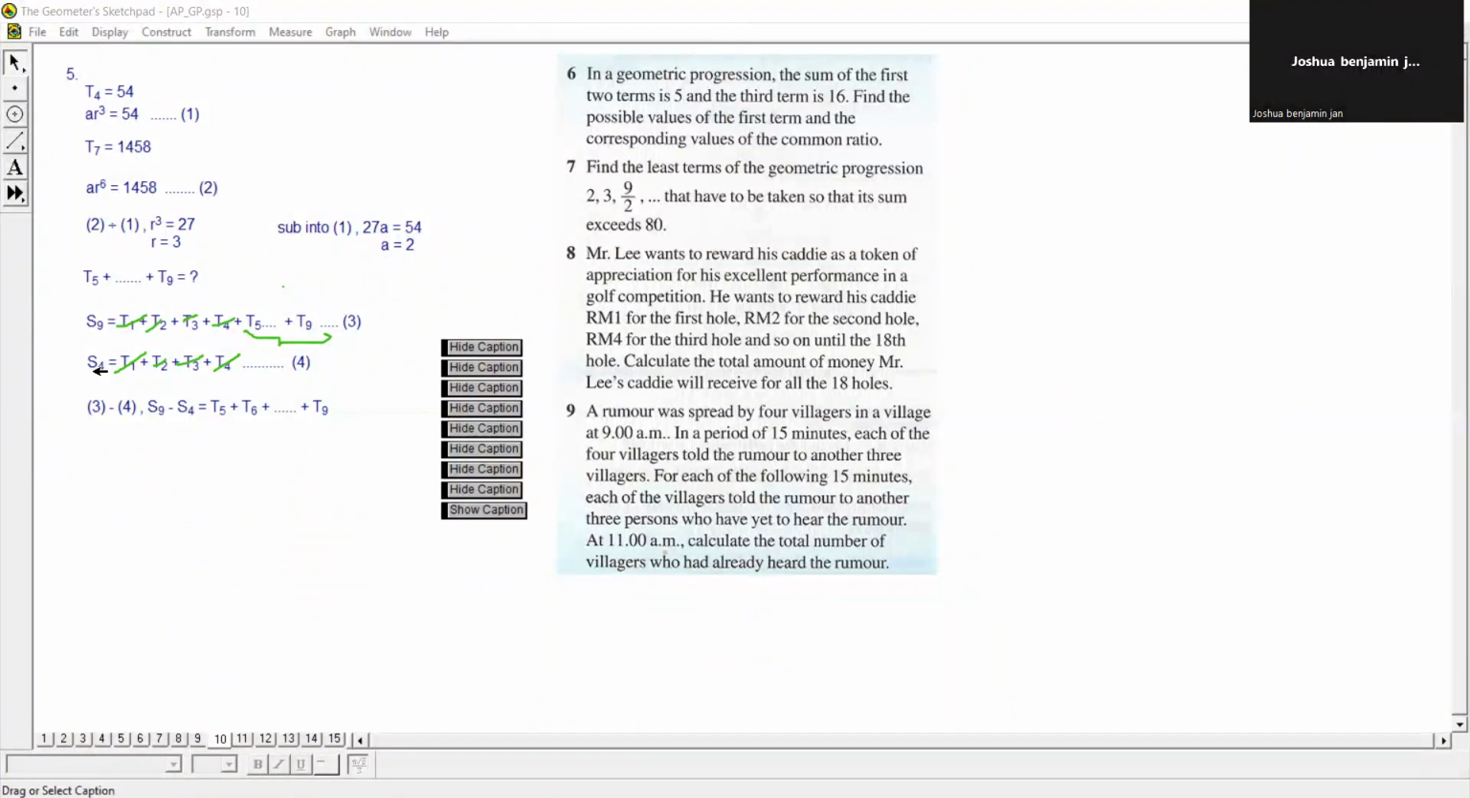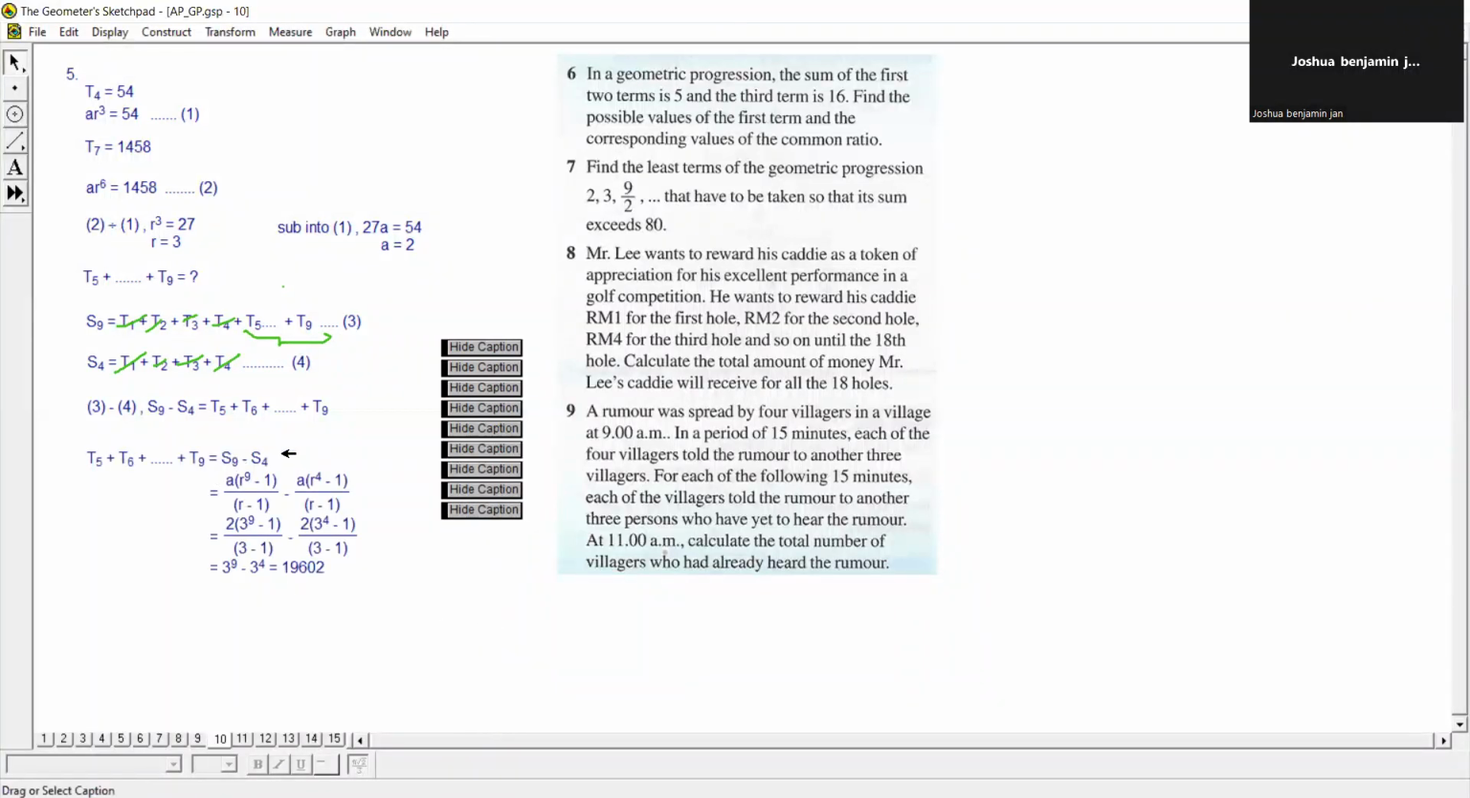If I take S9 minus S5, then the S5 and S5 will cancel away. So I cannot take S9 minus S5. I take S9 minus S4, one less, so that the fifth term is still there. Okay or not? Okay. So now you do S9 minus S4, you will get from the fifth until the ninth term.